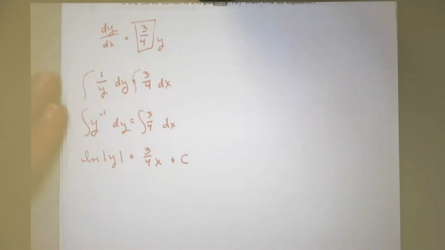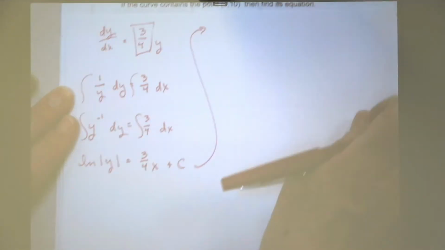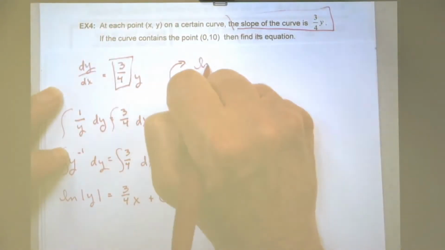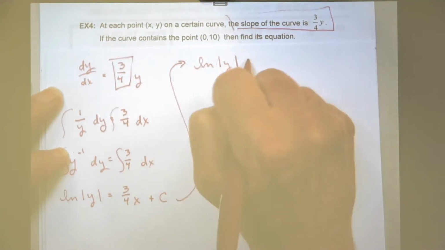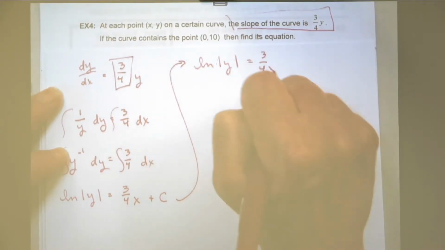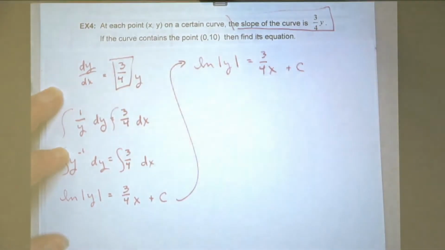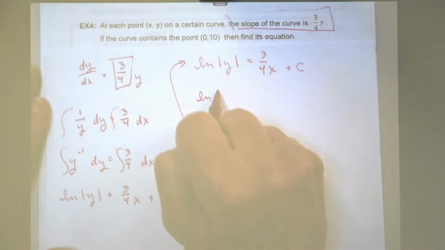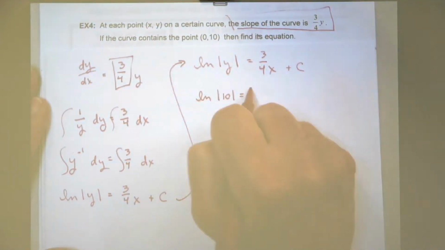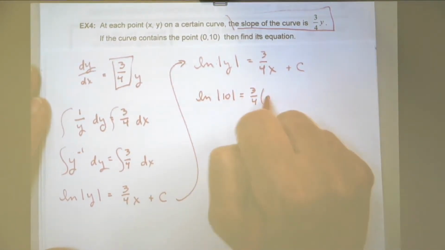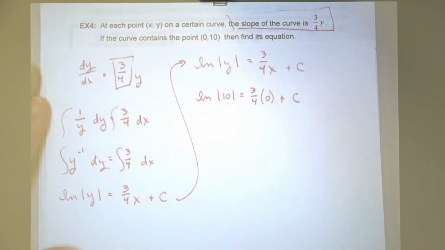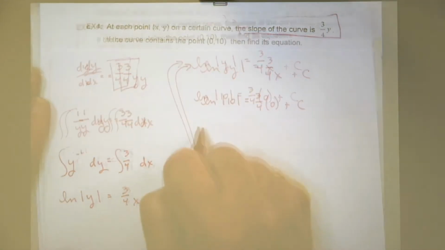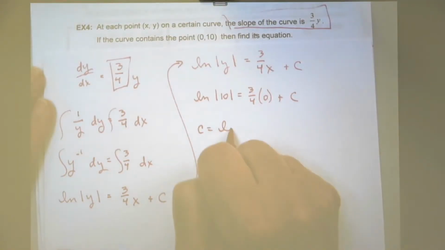Okay, now we're ready to use our initial condition. Let me come back up here with my equation. So I've got ln y is 3/4 x plus c, and they've told me (0, 10) is on the curve. So I've got ln absolute value 10 is 3/4 times 0 plus c. Clearly, the constant is ln 10.